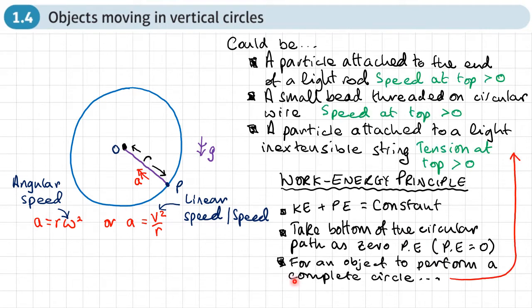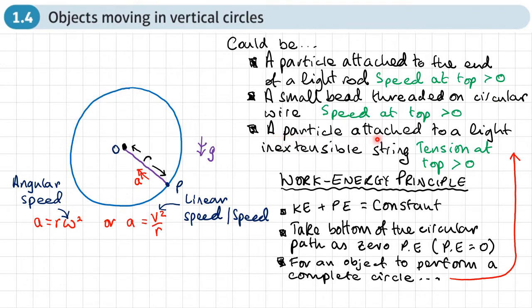The last thing is, sometimes we're asked if an object is going to perform a full circle, or the minimum velocity we need for a full circle, or the minimum tension. It all depends what type of thing we have. If it's a particle attached to the end of a light rod, for a full circle, the speed at the top needs to be greater than zero, so it has just enough to carry on going round. If it's less than zero when it gets to the top, it's going to flop back down in the direction it came from. If it's a small bead threaded on circular wire, again, the speed of the bead at the top of the circle needs to be greater than zero, so it carries on moving.